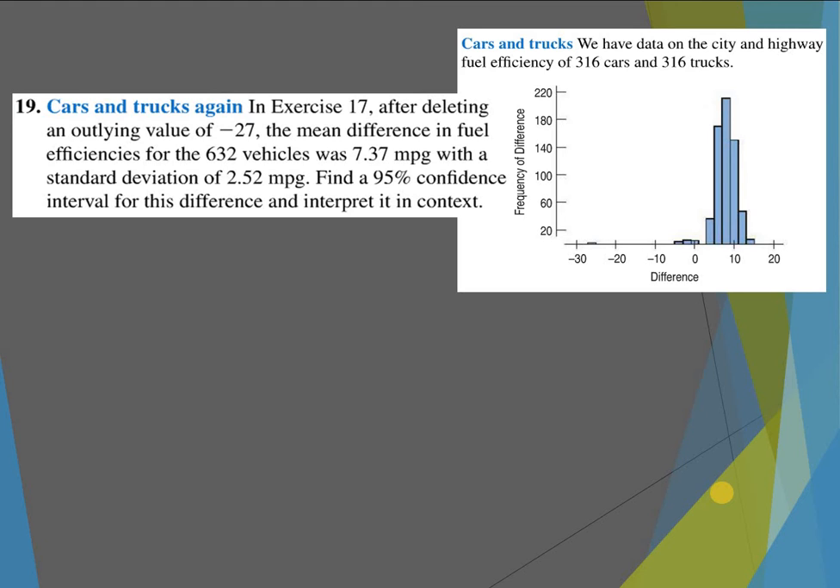After deleting an outlying value of negative 27. Do you understand what I'm talking about? Cutting that out. Why might we cut it out? You're making my picture look ugly. Bye. Why might we throw something like that out?